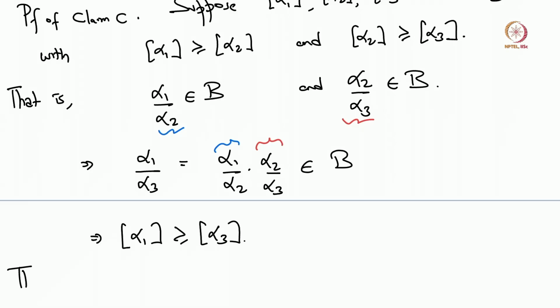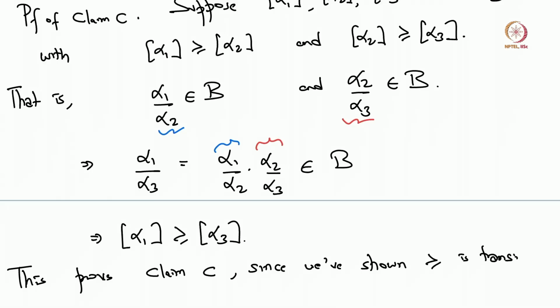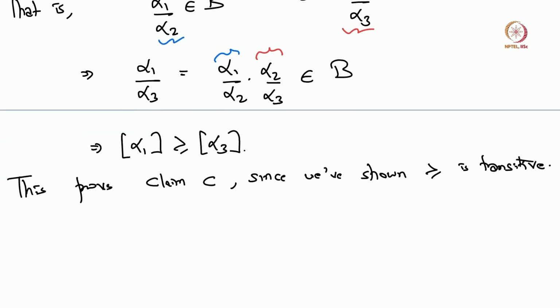And so this proves claim C, since we've shown that the symbol greater than or equal to is transitive. And the last property that we need to show is that the symbol greater than or equal to is compatible with the group operation given by this field multiplication.